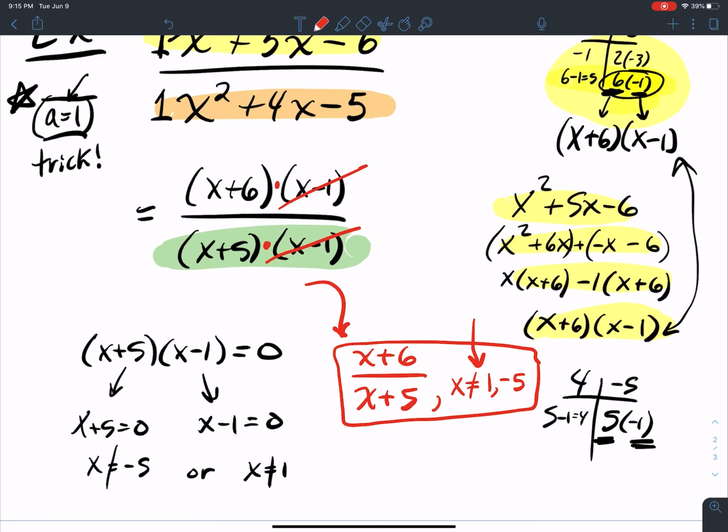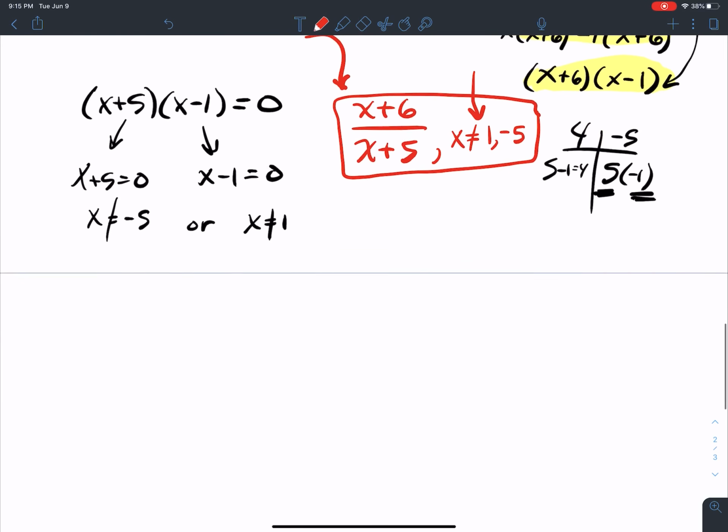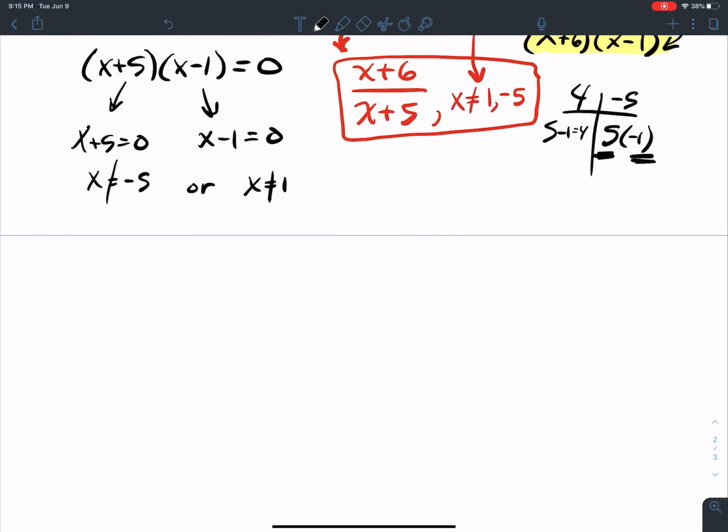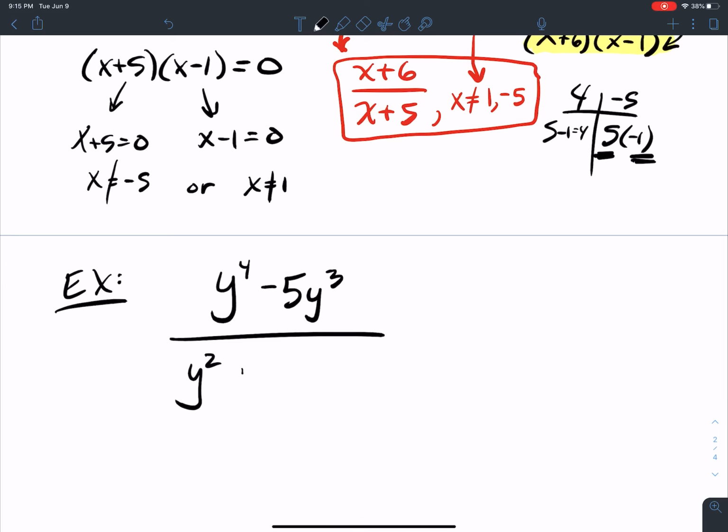So I hope that this is helpful. Maybe we can do one more. All right? Let's just do one more. Why not? y to the 4th minus 5y cubed divided by y squared plus 4y minus 45.